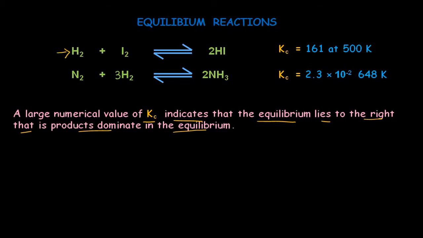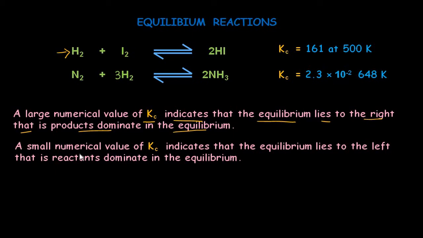Now, the next point which we need to consider is that if the numerical value of Kc is small, as we had seen in the example of ammonia, it indicates that the equilibrium lies to the left, that is, the reactants dominate in the equilibrium, that is, the amount of product formed will be less.